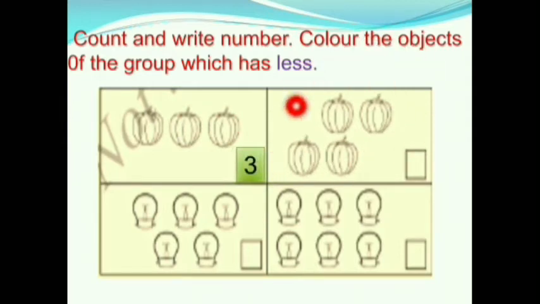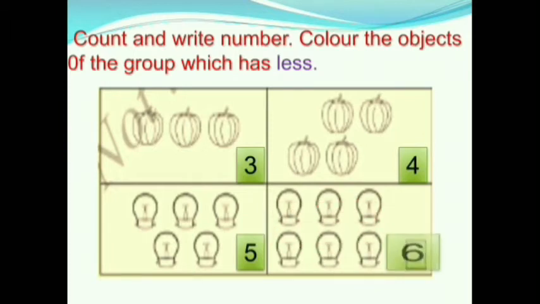Next we should count the second group. 1, 2, 3, 4. 4 pumpkins. So we will write 4. Next we have bulbs. Now we will count the number of bulbs in the first group. 1, 2, 3, 4, 5. 5 bulbs. So we will write 5. Now we will count the number of bulbs in the second group. 1, 2, 3, 4, 5, 6. 6 bulbs. So we will write 6.